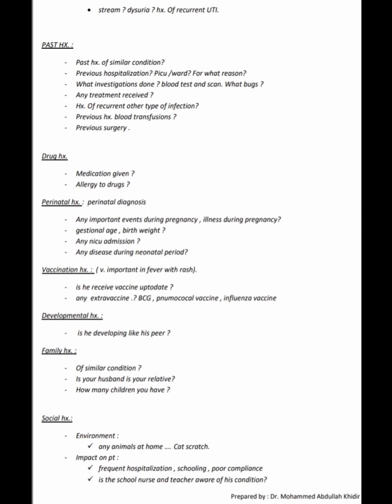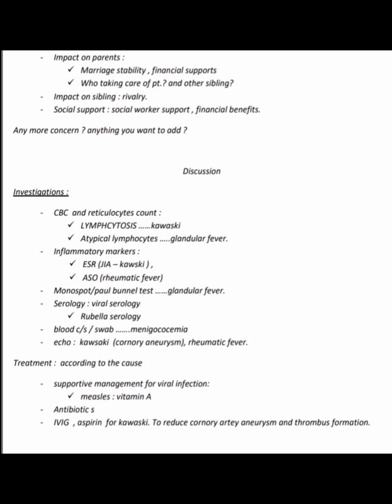So we can ask about the impact of the disease on the patient. Frequent hospitalization, schooling, poor compliance, is the school nurse and teacher aware of his condition? Impact on the parents, what happened, any marriage stability, financial support present or not, and who is taking care of the patient, any other sibling conditions, impact on siblings, and social support, social worker support, financial benefits they are taking or not, we'll ask. Any more concern, anything you want to add. So this is the history of fever with rash of a patient.